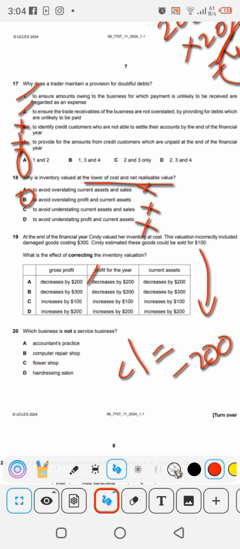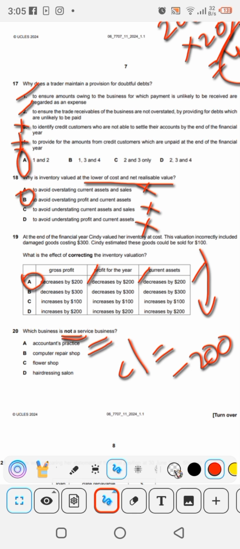So the gross profit would decrease by 200 as we would decrease the closing inventory by 200, which will increase the cost of goods sold and decrease the gross profit. Then profit for the year will also decrease by 200 as the gross profit decreases, and the current assets will also decrease by 200 as the value of closing inventory decreases. So part A would be the correct answer.